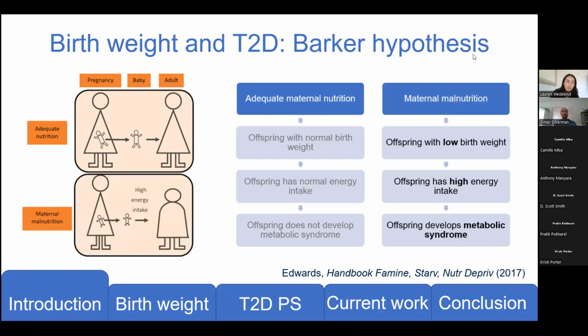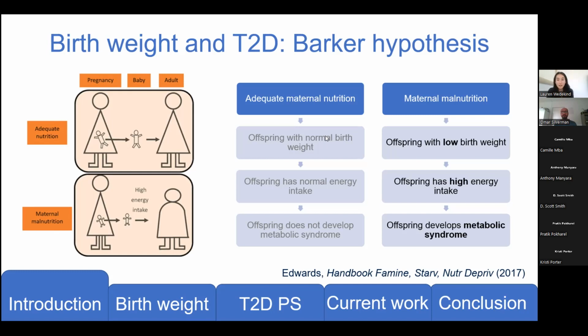And then on the flip side, you see on the left-hand panel of this image, where there's malnutrition in the in utero environment, basically in the uterus. That leads to the fetus getting less nutrition, having lower birth weight, and later on actually having a higher risk of developing metabolic syndrome, because there are adaptive mechanisms that cause a higher energy intake.